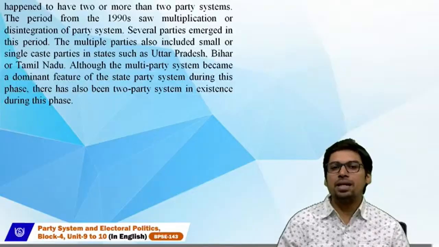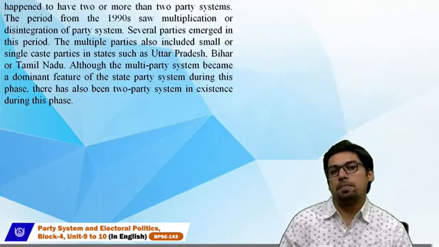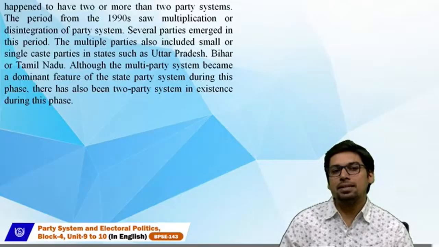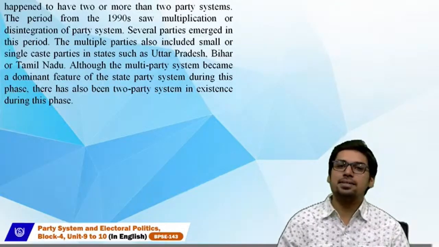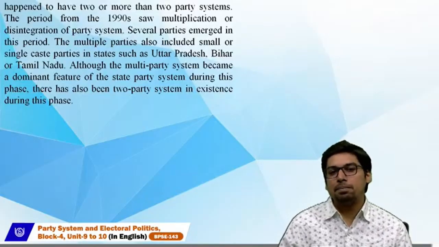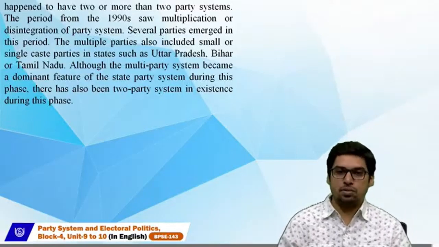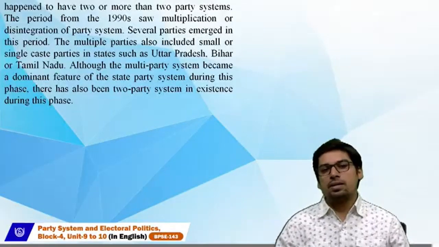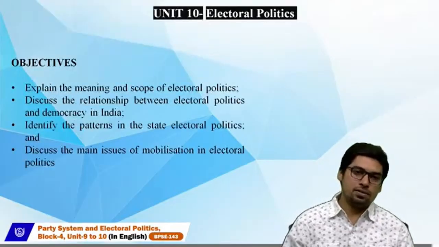The period from the 1990s saw multiplication or disintegration of the party system. Several parties emerged in this period. The multiple parties also include small or single-caste parties in states such as Uttar Pradesh, Bihar or Tamil Nadu. The multi-party system became a dominant feature of the state party system during this phase. There has also been a two-party system existing during this phase.